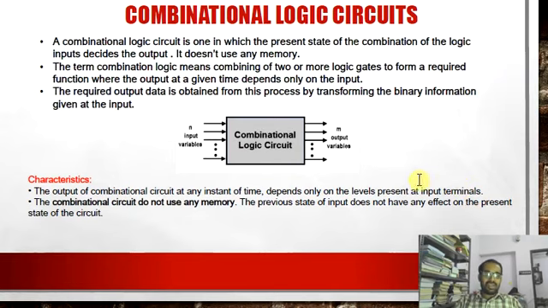So here you see the basic building block, the block diagram of a combinational circuit. You can see here there are n input variables and m output variables. The output of the combinational circuit at any instant of time depends only on the inputs given here, and it does not use any memory element.